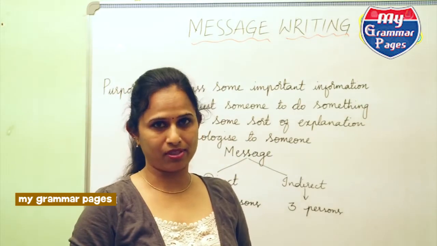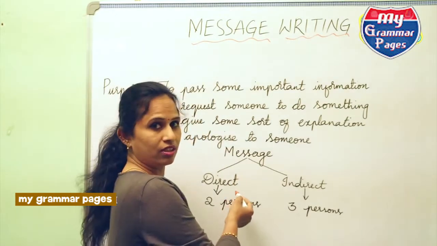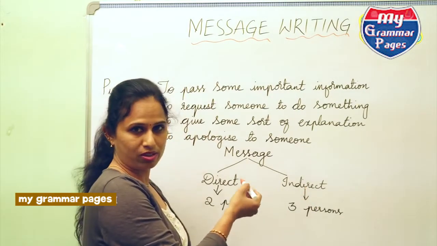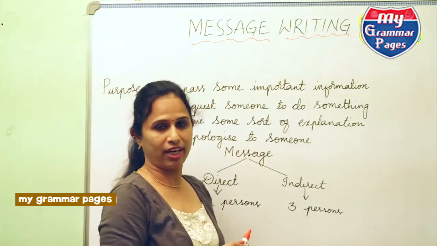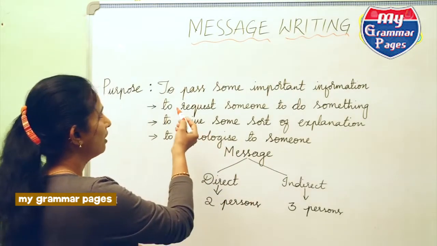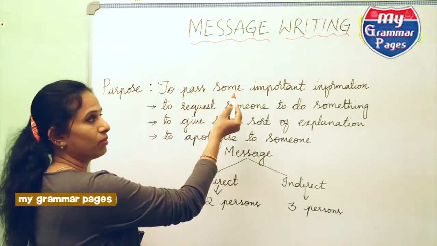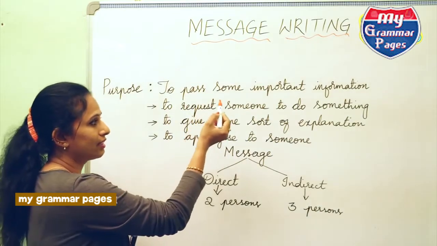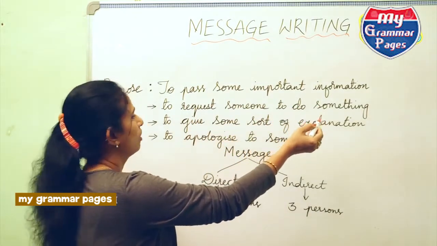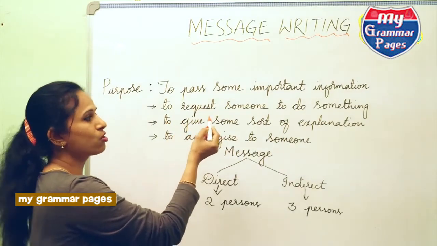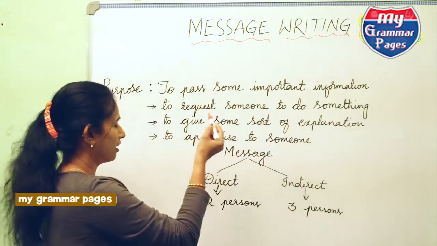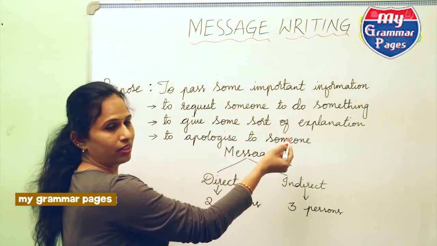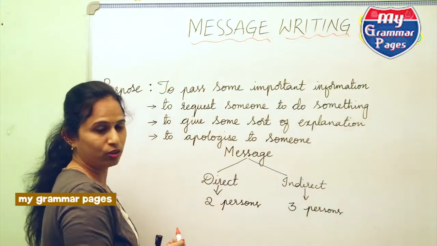Messages are of two types. One is a direct message and the other one is an indirect message. Before going deeply into this matter, let me tell you what is the purpose of writing a message. A message is written to pass some important information to the other person. Sometimes to request some person to do something, or sometimes to give some sort of explanation. And in other cases, we can write a message to apologize to someone.